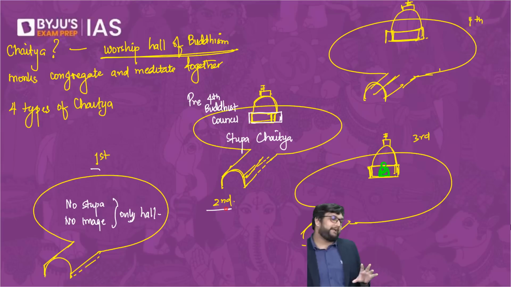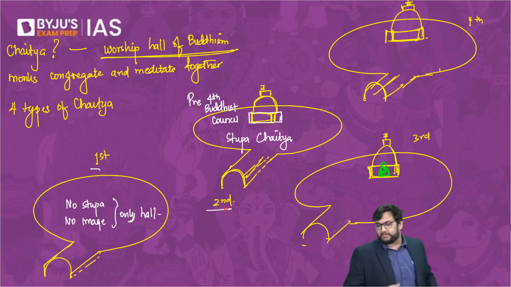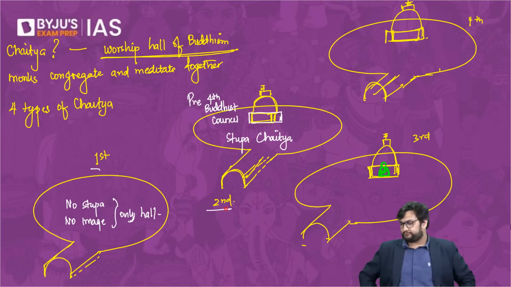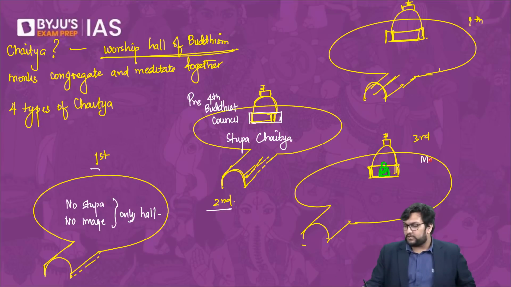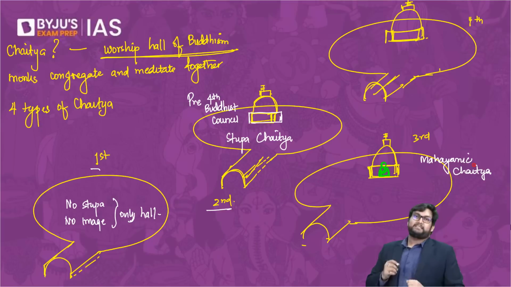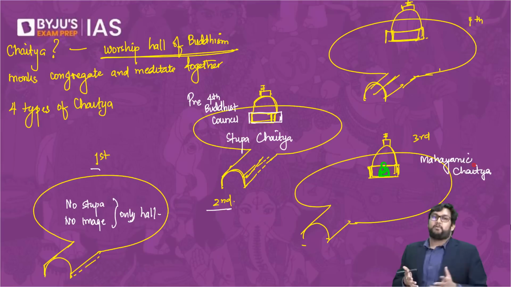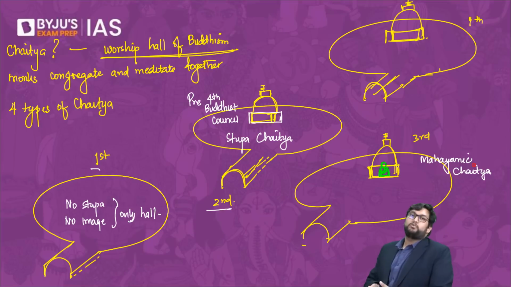Wherein a stupa, they will sit and meditate in front of that stupa. Thereafter, you have the third and fourth type. This is called a Mahayanic Chaitya. Odd is books, even is split. Sachin, remember it properly: 1 and 3 books, 2 and 4 split.